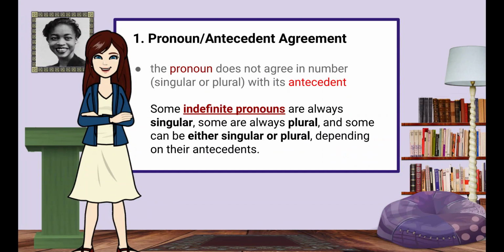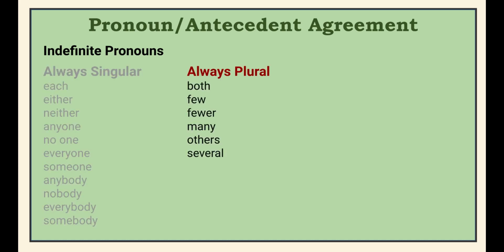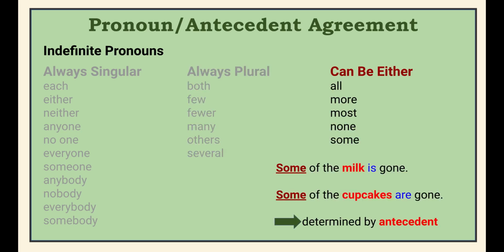Some indefinite pronouns are always singular, some are always plural, and some can be either singular or plural, depending on their antecedent. Let's take a look. Here is a list of some pronouns that are always singular. It's a good idea to jot these down in your notes. Here are pronouns that are always plural. And here are pronouns that can be either. Let's look at some examples.